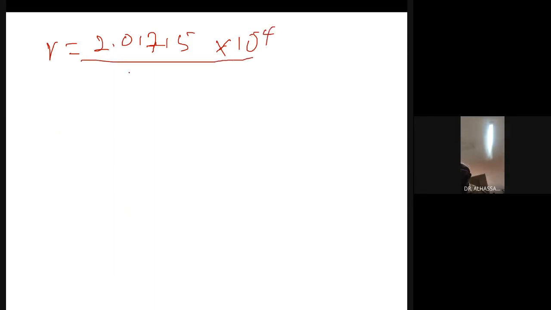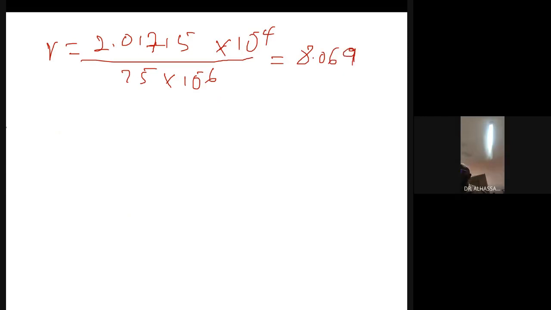Finally, the value for R: R equals 2.017 times 10 raised to the power minus 4, divided by 25 times 10 raised to the power minus 6. And this gives me 8.069.